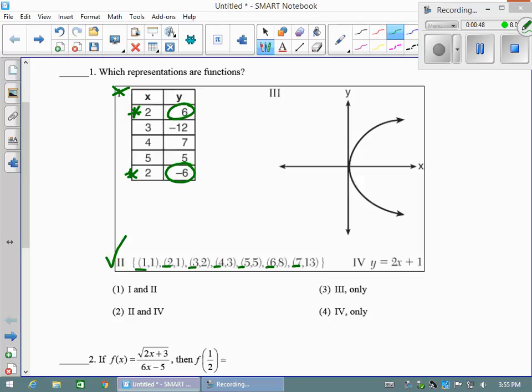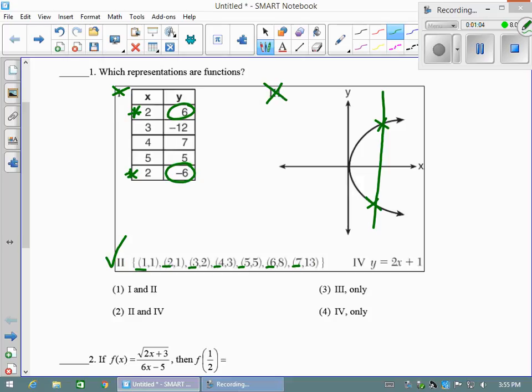Go over to 3, which is a graph. When I look at graphs, I'm going to use the vertical line test, and because this vertical line does cross this graph at more than one place, that means that that x value is repeating with more than one y. So that would not be a function.